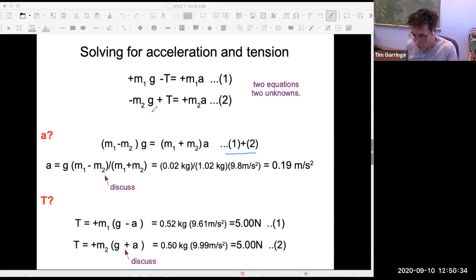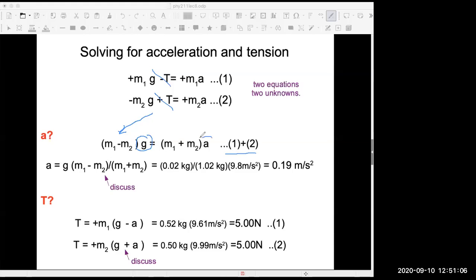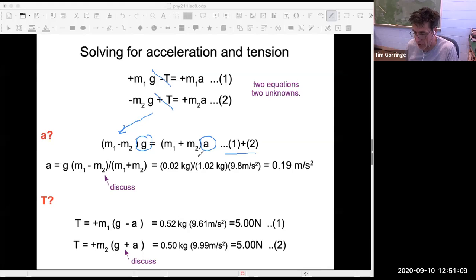And the interesting thing is when I add together the two left-hand sides, the negative tension in equation number one and the positive tension in equation number two cancel out. And so there's no tension. It goes away, vanishes. When I add together the right-hand sides, then I get mass times acceleration for the first mass plus mass times acceleration for the second mass. The other thing I did when I added the equations together was on the left there's a common factor of g, on the right there's a common factor of a, so I pulled out those common factors.